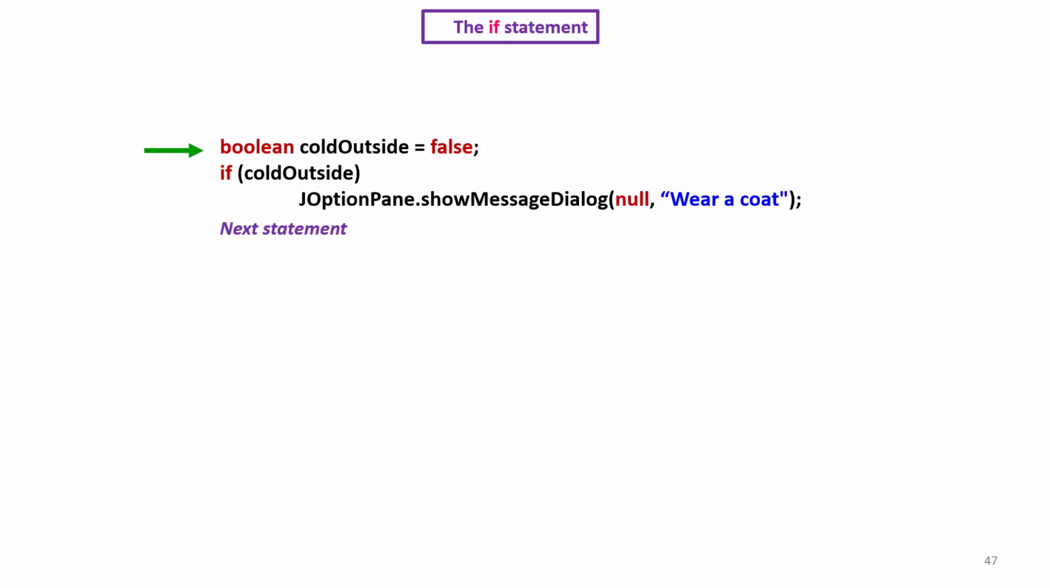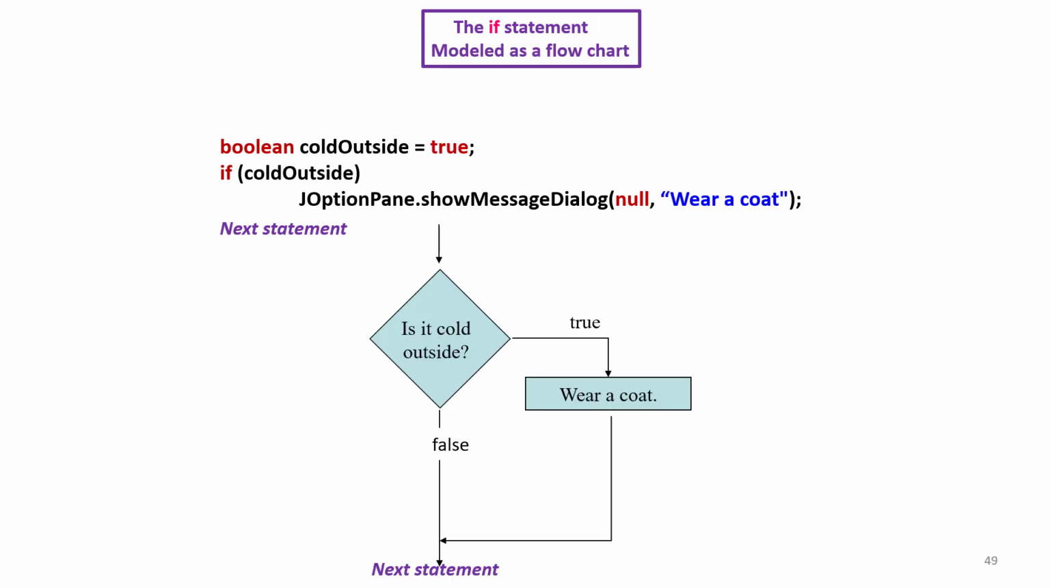But if we had initialized cold outside to false, then the if statement would not execute, and execution would simply skip directly to the next statement after the if construct. If statements can be modeled as a flowchart. Since cold outside is initialized to true, the if evaluates to true, executing the show message dialog method, which displays wear a coat. But now, let's change that true to false.